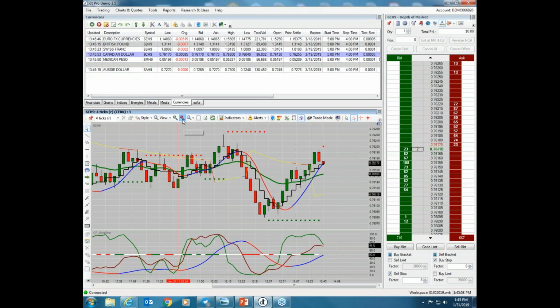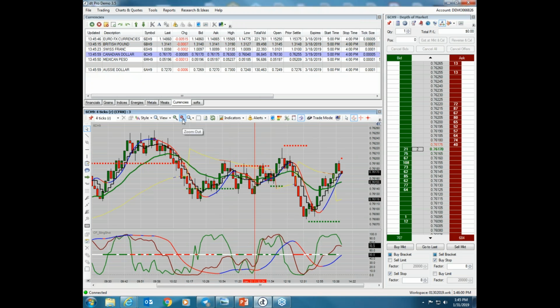All right, here's the Canadian dollar. Notice how the first thing I did was zoom out. We do have a bullish cross. Why is it a bullish cross? Because the MA1 is blue. Okay, are we trending? No, we're trading sideways.